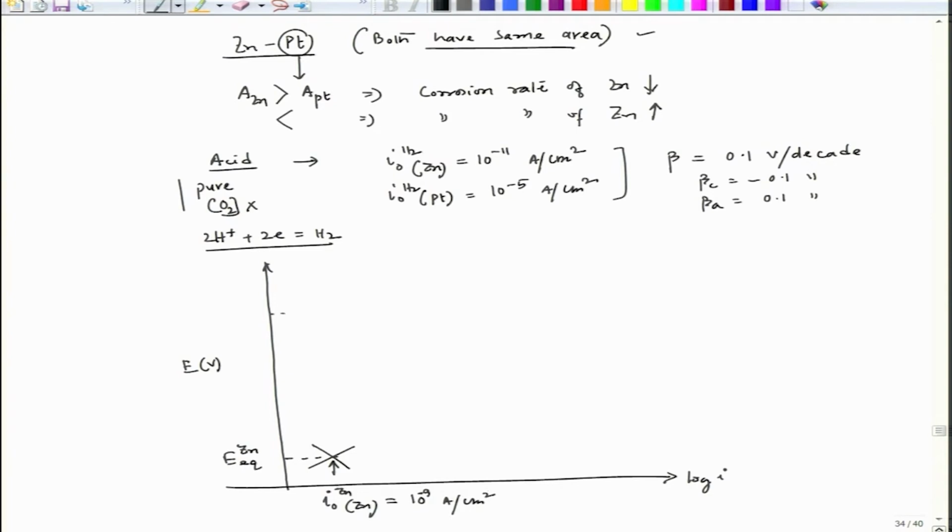And if we consider pH equal to 1, E equilibrium of hydrogen equals minus 0.059 pH, equal to minus 0.059 volt. So this is minus 0.059, the equilibrium for hydrogen. Now, the hydrogen evolution reaction on the, let me shift this particular axis a bit.